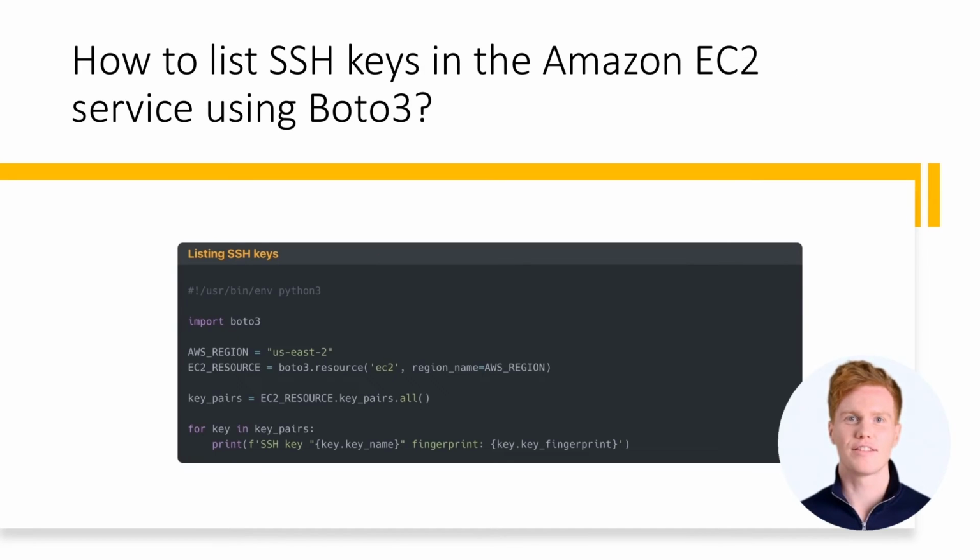To list all SSH keys using Boto3, you need to use the all method of the key pairs collection of the EC2 resource and the for loop. The most useful properties of the returned key pair info object are key name, key fingerprint, and tags. Here's how you can do it.